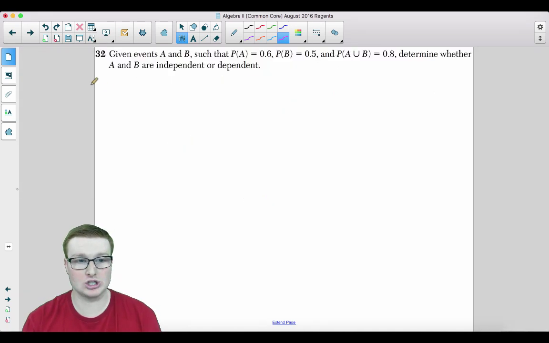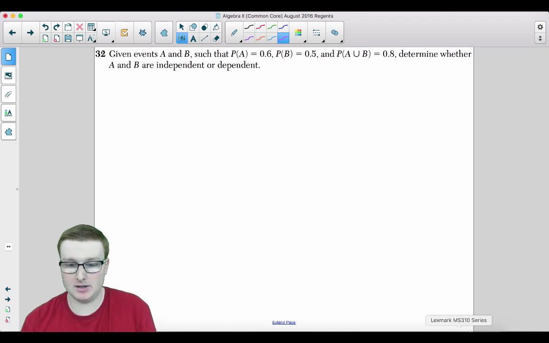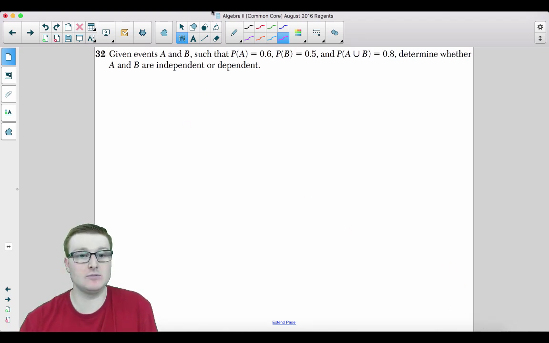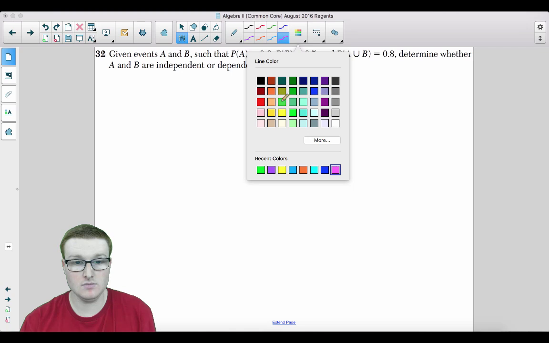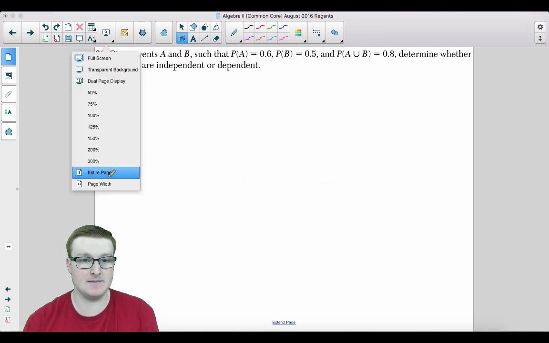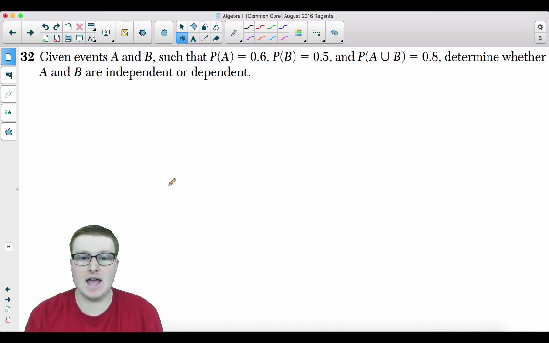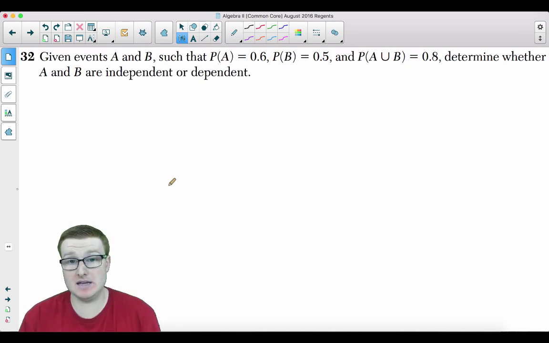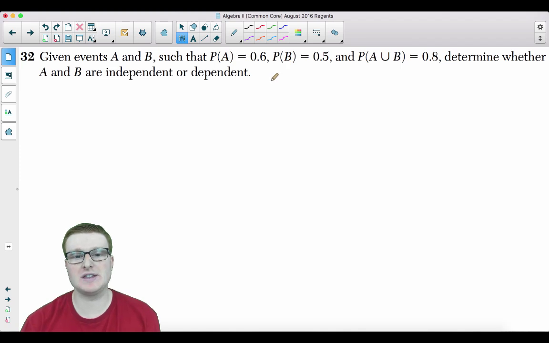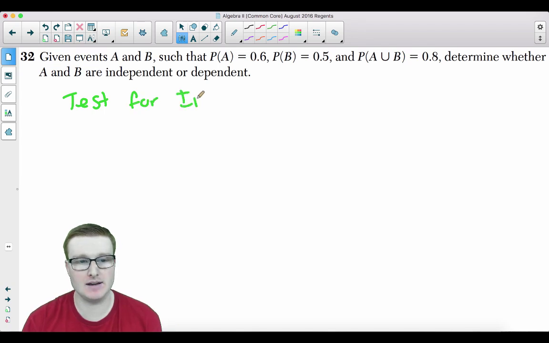Could have been worse. All right, moving on to probability here. Number 32. We're given events A and B such that the probability of A equals 0.6, the probability of B equals 0.5, and the probability of A union B is equal to 0.8. Determine whether A and B are independent or dependent. So you're using what's called the test for independence. So here's the test for independence, and here's what it says.